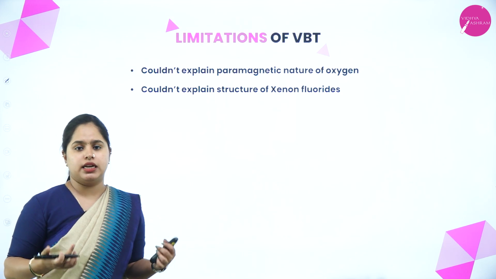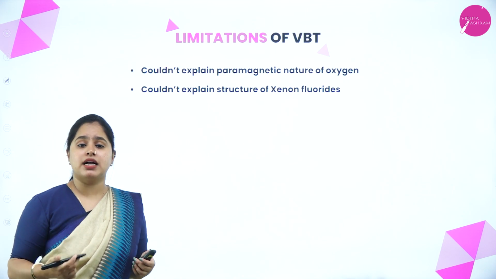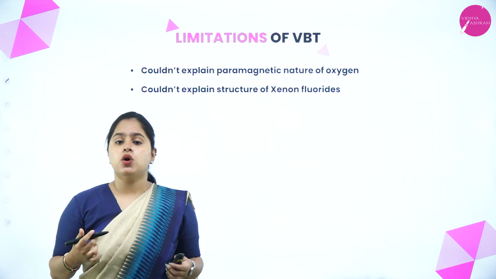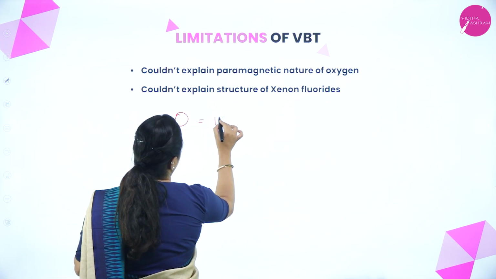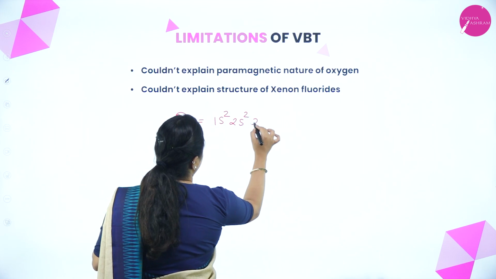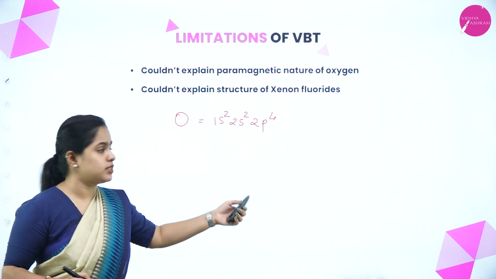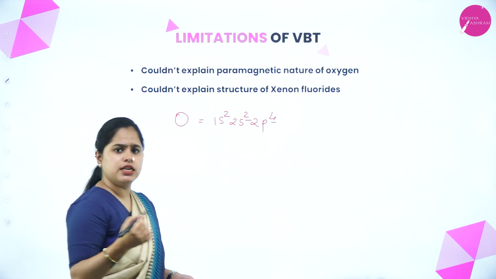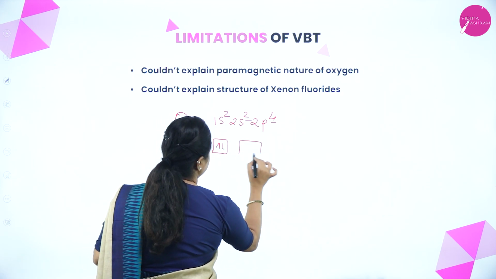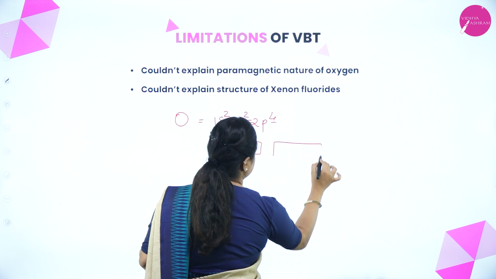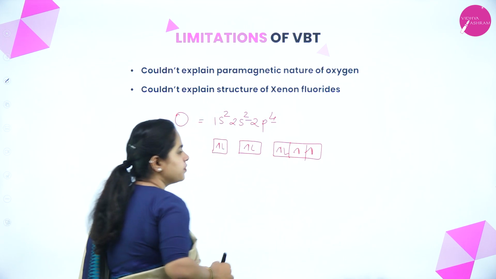Even valence bond theory had its own limitations. So, the first one is it couldn't explain the paramagnetic nature of oxygen. So, in the case of oxygen, we know that the atomic number is 8, right? So, that is 1s2, 2s2 and 2p4. Yes, so the valence shell is having how many electrons? It is having 2 plus 4, that is 6 electrons, right? So how do I represent it? 1s2, 2s2 and 2p4, right?